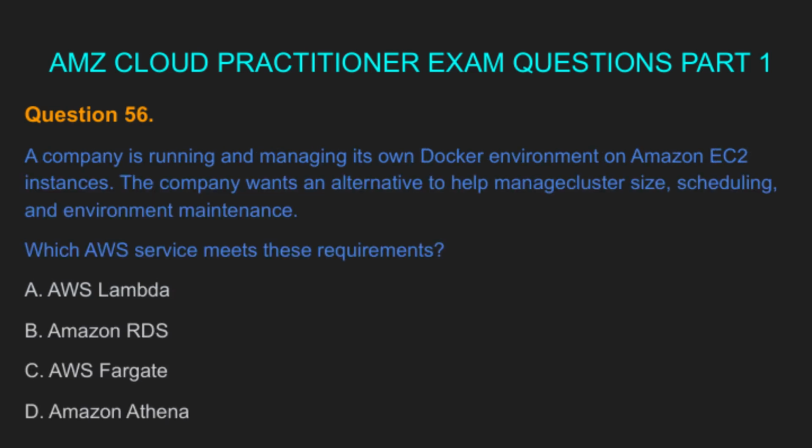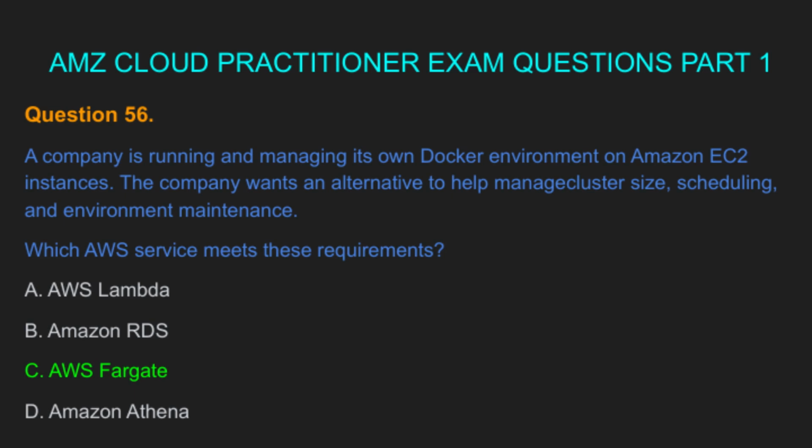Question 56. A company is running and managing its own Docker environment on Amazon EC2 instances. The company wants an alternative to help manage cluster size, scheduling, and environment maintenance. Which AWS service meets these requirements? A. AWS Lambda. B. Amazon RDS. C. AWS Fargate. D. Amazon Athena. The answer is C.